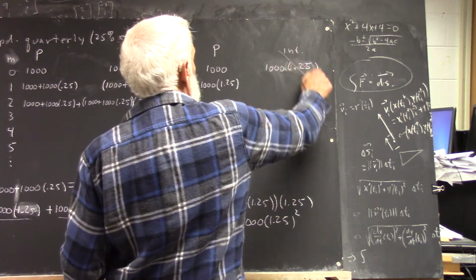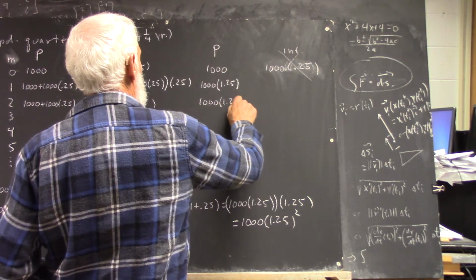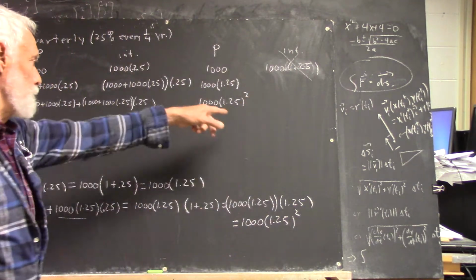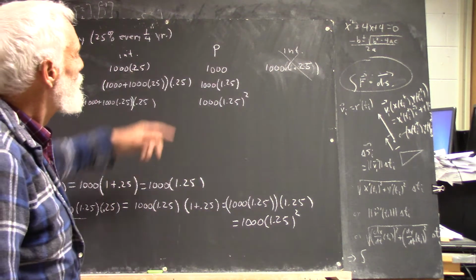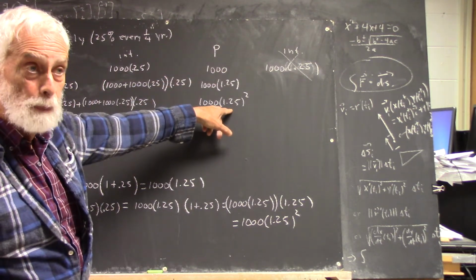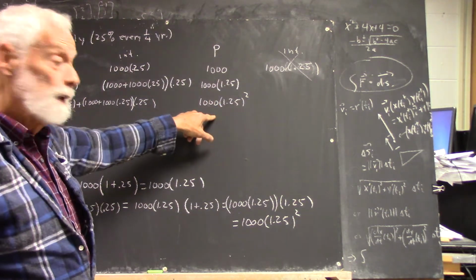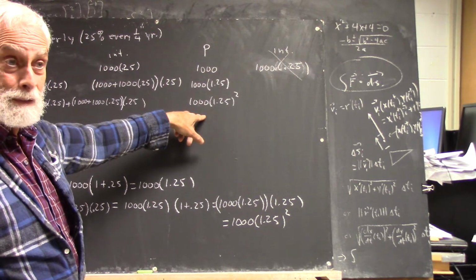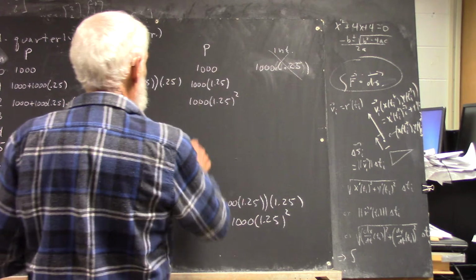So I'm going to cross out this column. It's going to be unnecessary. Okay, 1,000 times 1.25 squared. Because every time I add 0.25, it's the same as multiplying by 1.25, isn't it? Which means, what's my next one going to be? Yeah, I'm going to multiply it by 1.25.